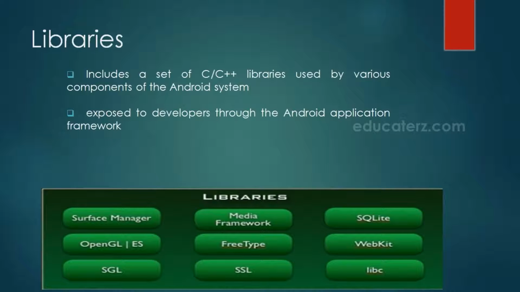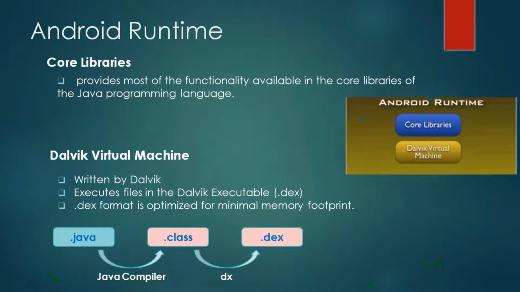Above this layer, we have libraries, which include C++ libraries used by our components in the Android development process. There are different kinds of libraries like SQLite, Media Framework, OpenGL ES, and WebKit. OpenGL ES is for gaming development and graphics, SQLite is to store your structured data, and WebKit supports web pages for a better view in the browser.